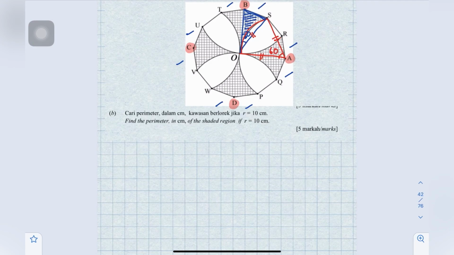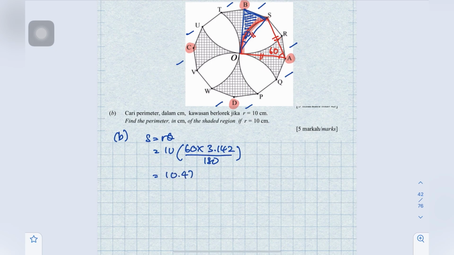B: find the perimeter in centimeters of the shaded region if r equals 10 centimeters. Okay, so to find the perimeter, we have an arc and straight lines. Let's say we want to find this arc first, by using s equals r theta. So given r is 10, theta is 60 degrees. So in radians, 60 times 3.142 over 180. So this one is 10.4733.